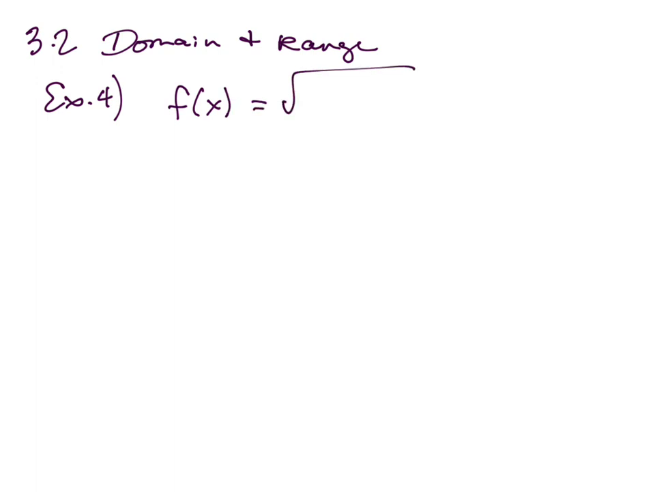We're still on 3.2. We're still talking about domain and range. And the last example we worked yesterday was example 4. It had us find the domain of a square root function, and our function was square root of 7 minus x. So I need someone to explain to me the restriction we have when taking a square root or an even root.